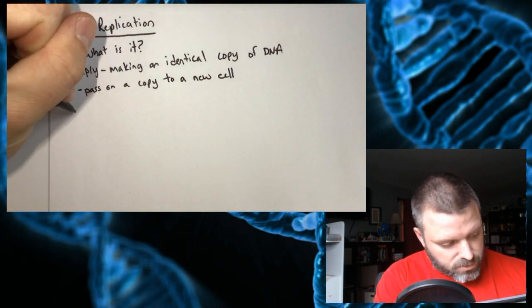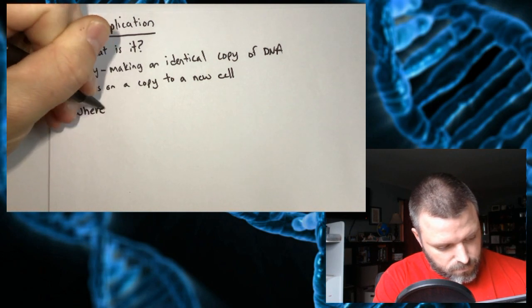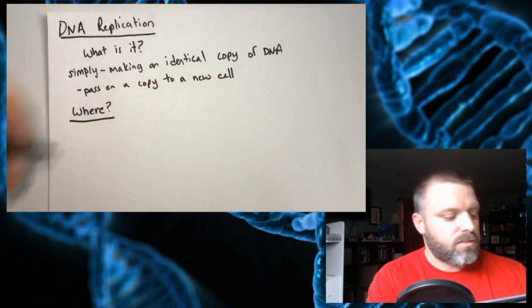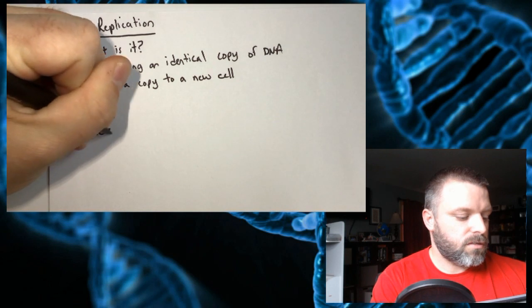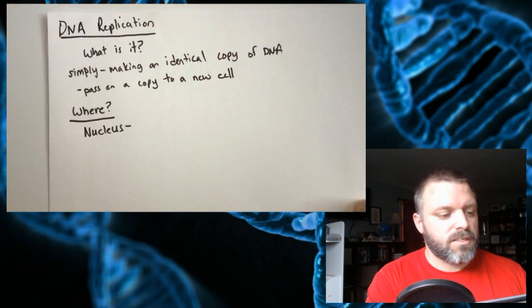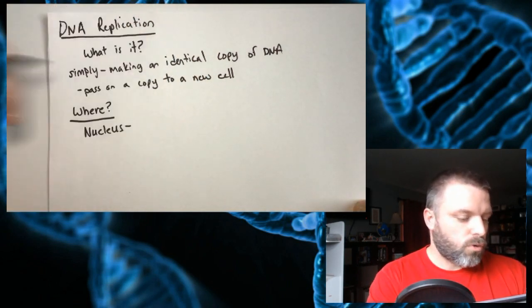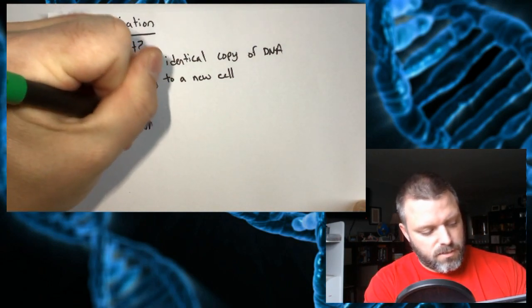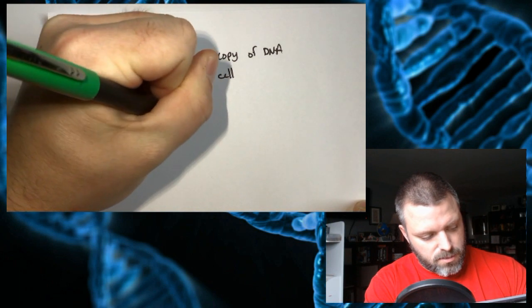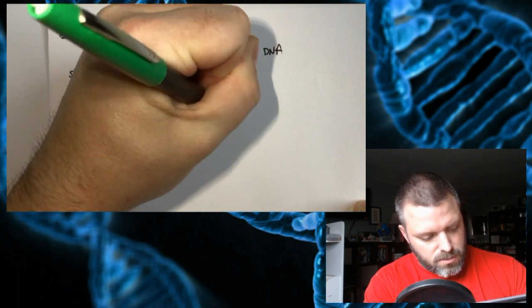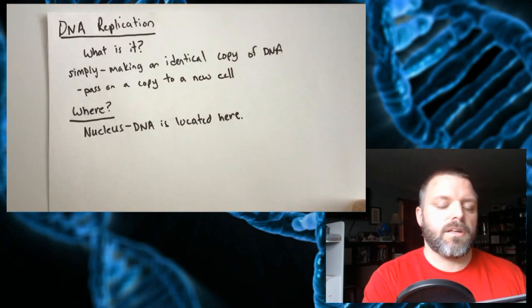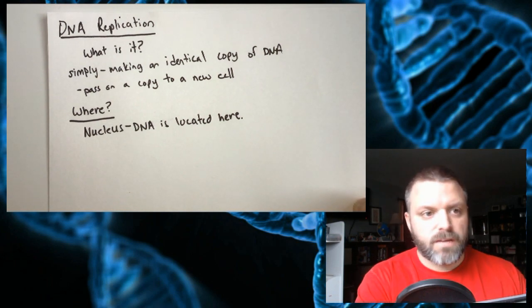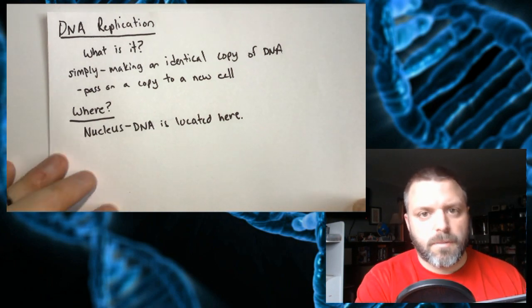So where does this occur? Where this occurs is the nucleus. The nucleus is the control center of the cell. It is where the DNA is located. Anytime you have DNA involved in a chemical reaction, it's going to take place in the nucleus.